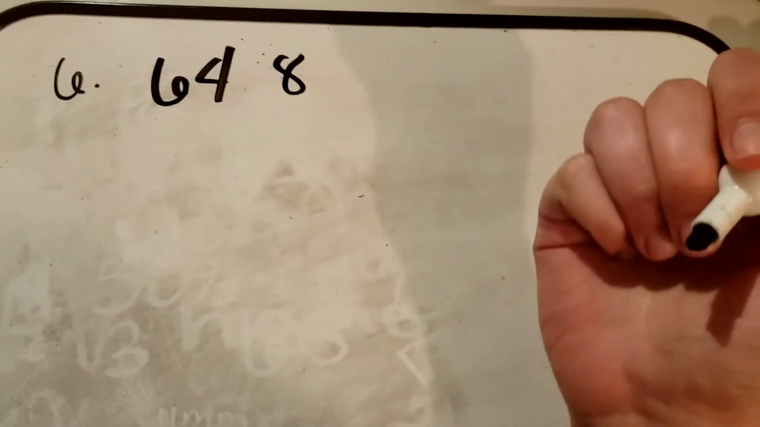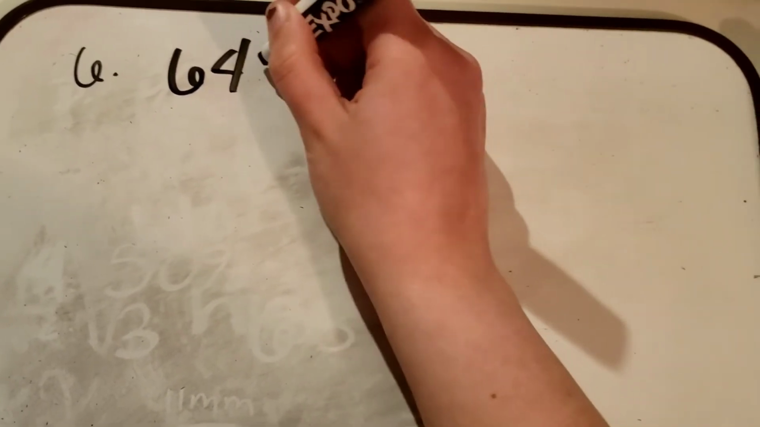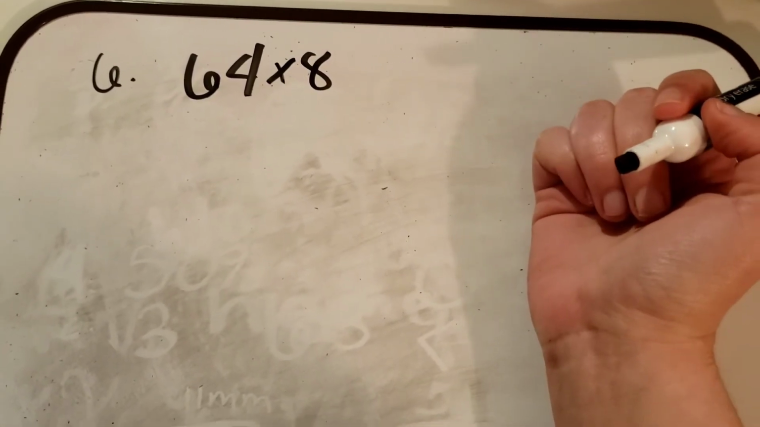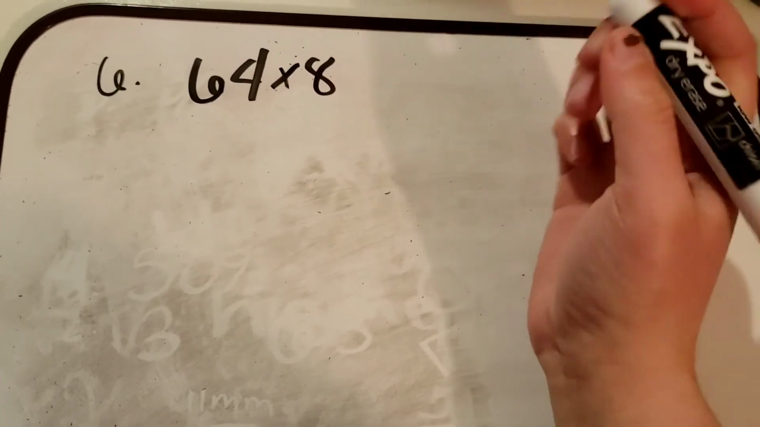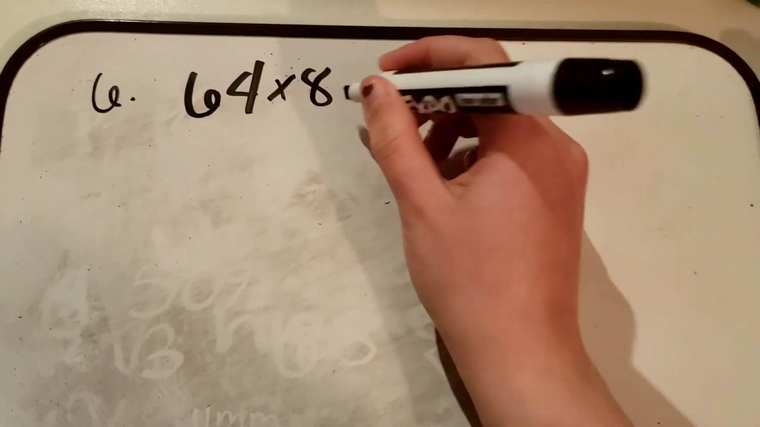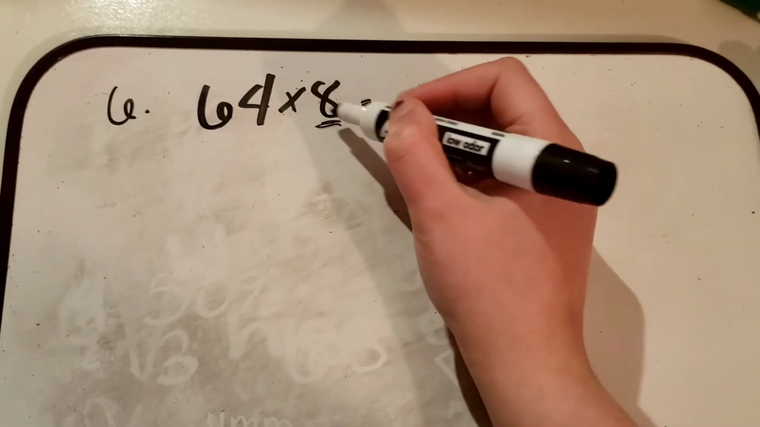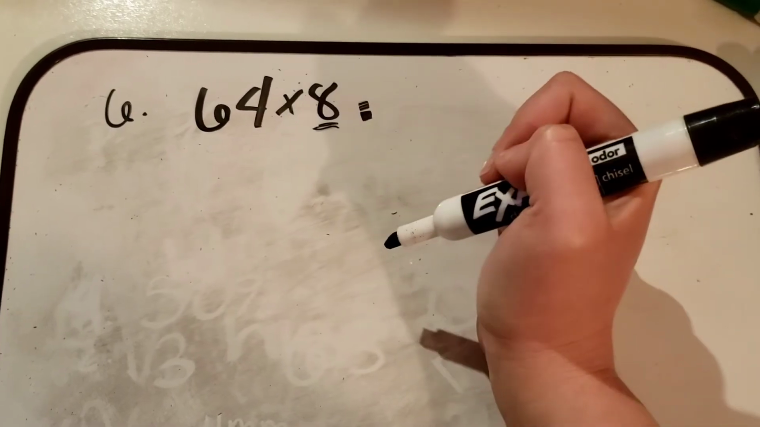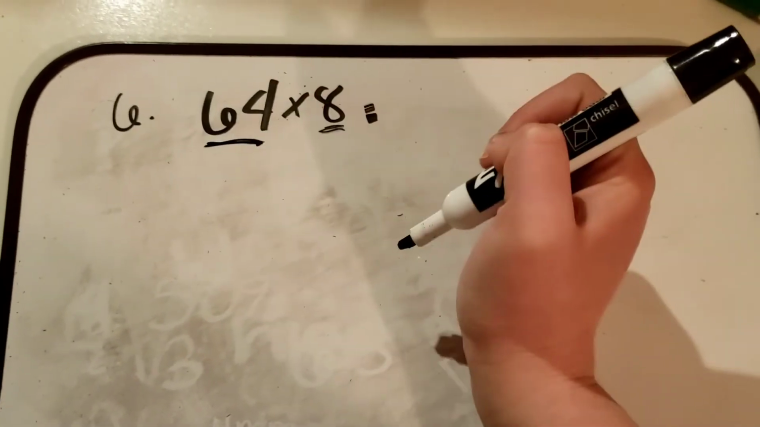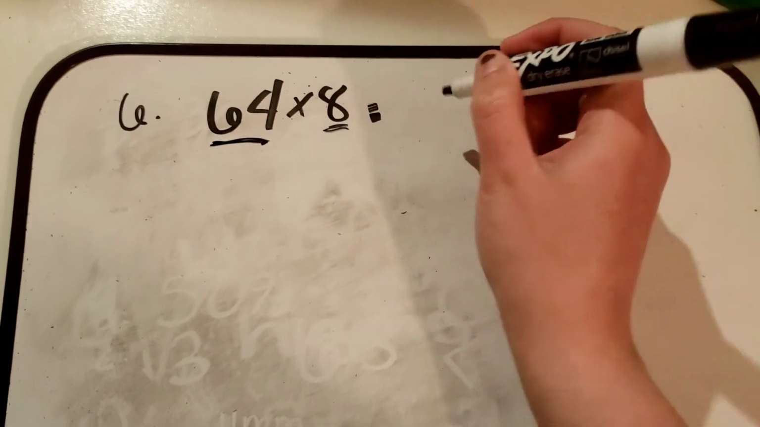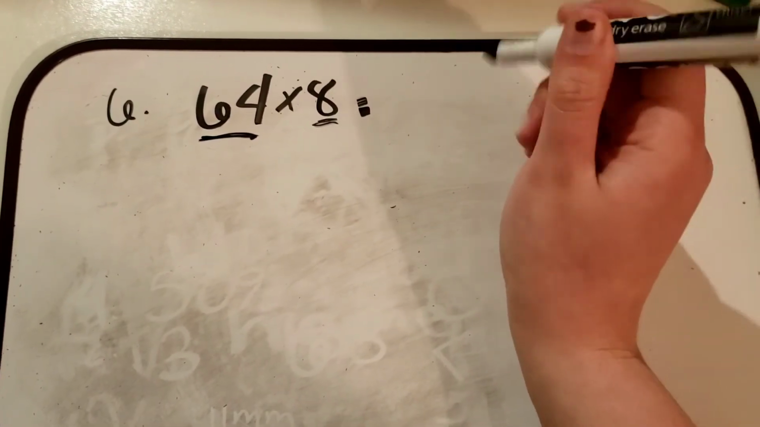All right, number 6 says to estimate the product of 64 and 8. So it says product, which tells us we're going to multiply, but it also says estimate. Now, I know it's been a while since we've done a problem like this, but we aren't going to change this one. We're always going to multiply by whatever the small number is, and we're going to change this big one. So, estimate, we're going to round.